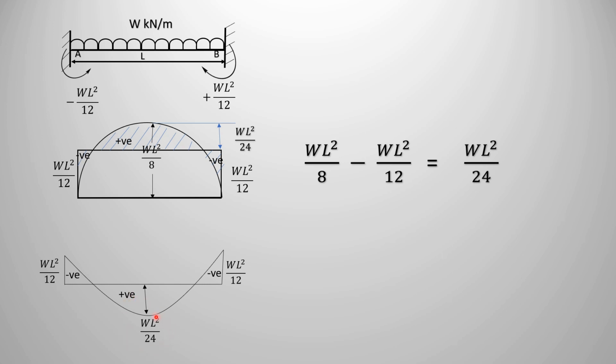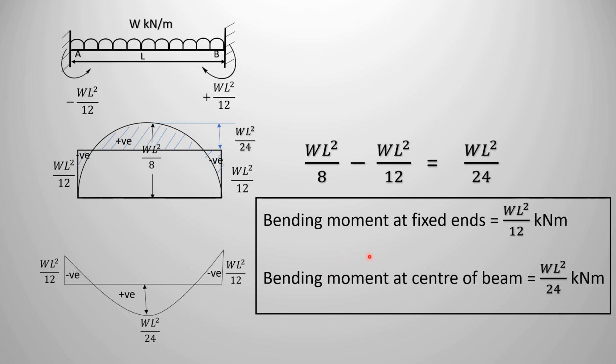So this is how we have to analyze a fixed beam with UDL. Finally, you will get the bending moment value at fixed ends equal to WL square by 12 and the bending moment at the center of the beam equal to WL square by 24.